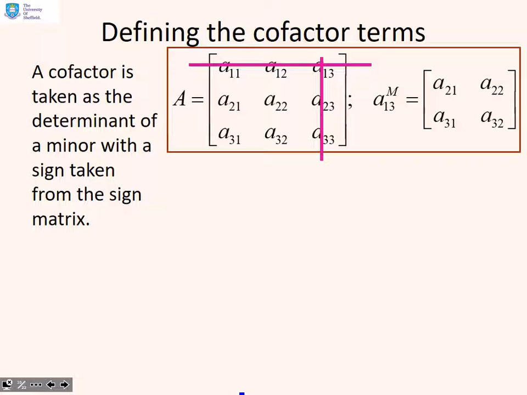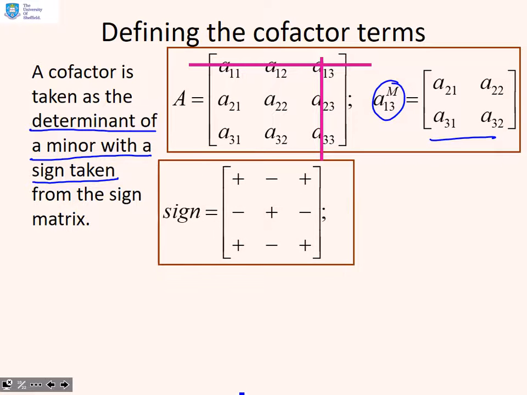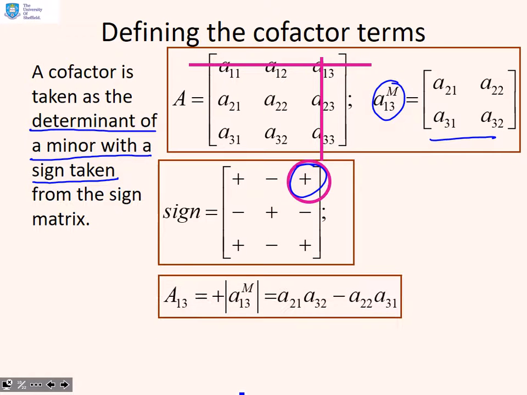So how do we define a cofactor? A cofactor is the determinant of a minor with the sign taken from the sign matrix. So let's look again at this A13. You'll see we've taken out the row and the column. We've worked out what the minor is for A13. We then look at the sign for A13, which here is a positive. And therefore, the cofactor A13 is plus the determinant of the minor A13.